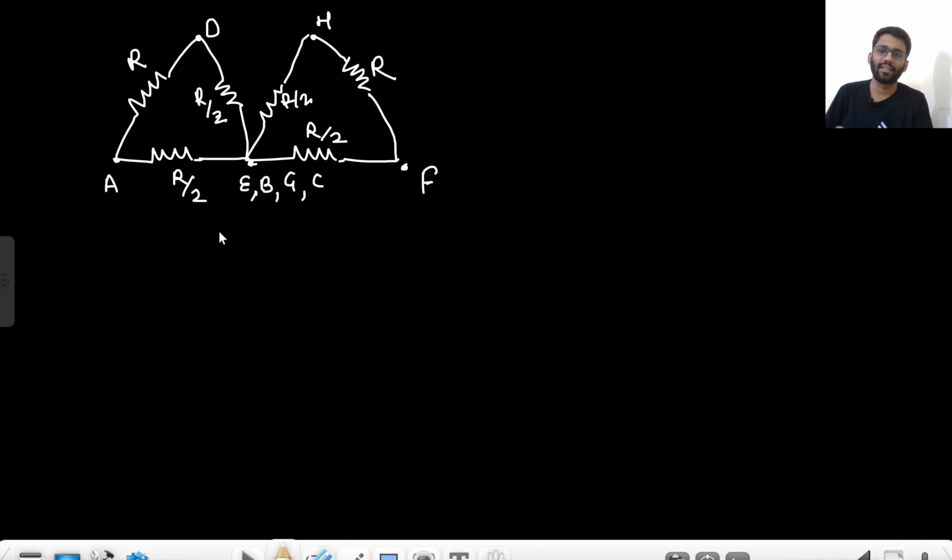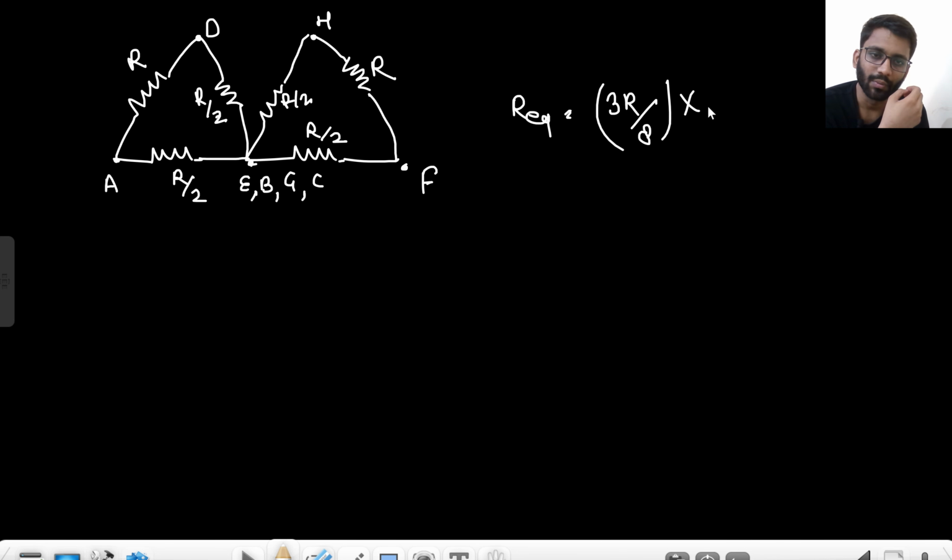So all 10 branches are there. Okay, so that's the final circuitry. So these 2 are in series and parallel to this one. So 3R by 2 parallel with R by 2 will give me 3R by 8. And then your R equivalent will simply become 3R by 8 into 2. That means it will be 3R by 4.